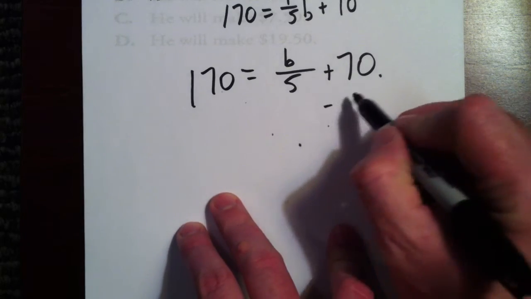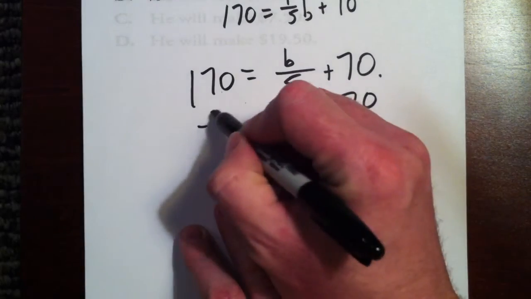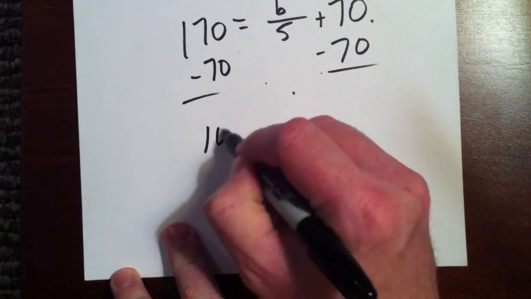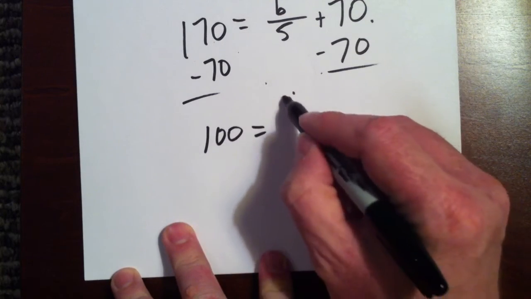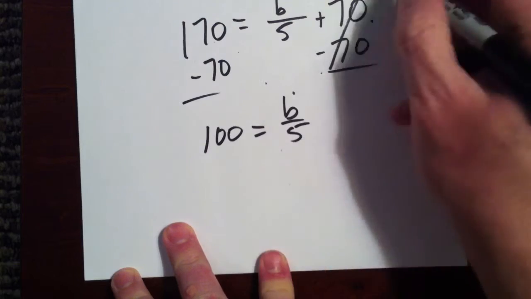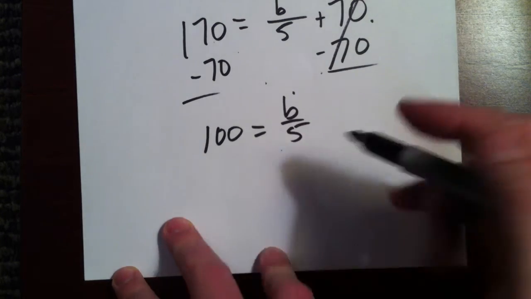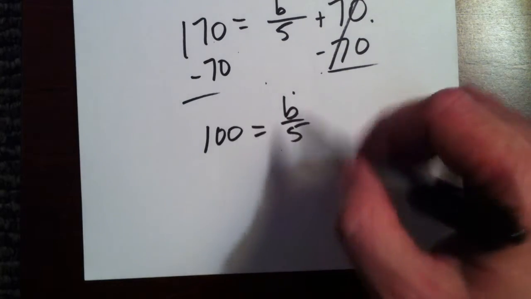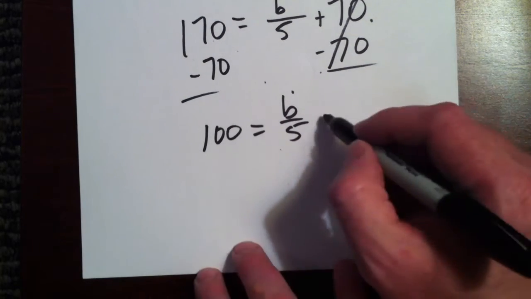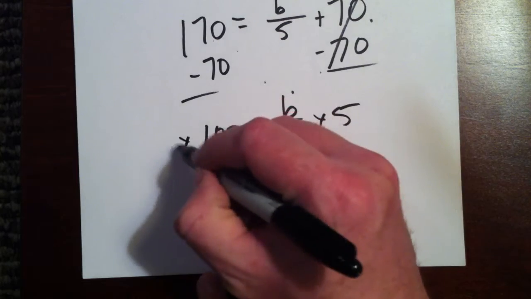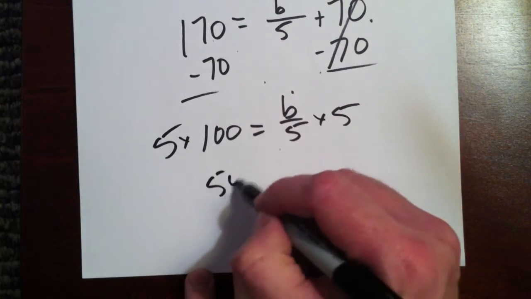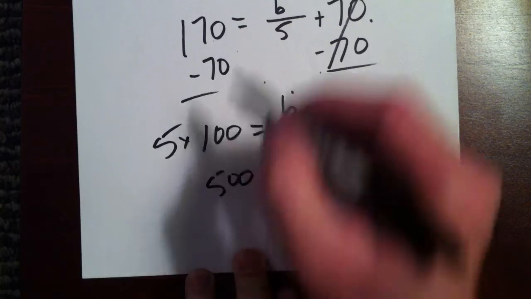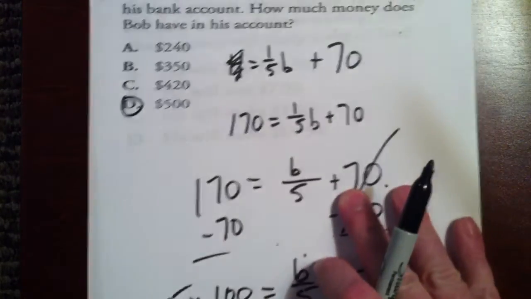In order to do that, we've got to subtract 70 from both sides. And we are left with 100 equals B over 5. Now we're dividing, so we have to multiply both sides by 5 to get rid of the divided by 5. So we're going to say times 5, times 5. This is 500 equals B. Choice D.